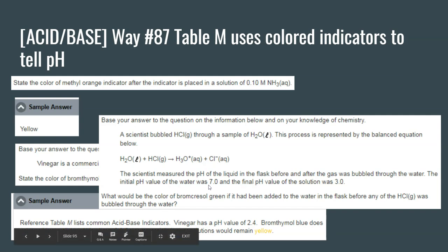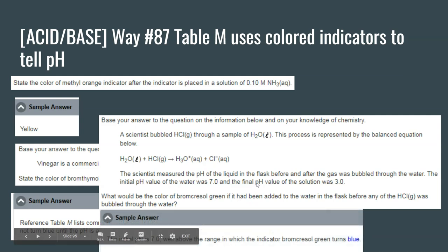Well, initially the pH is 7, and what color is bromcresol green at a pH of 7? Well, if the initial pH is 7, it's well above the range in which the indicator bromcresol green would be turning blue. So at that point, bromcresol green would be blue.